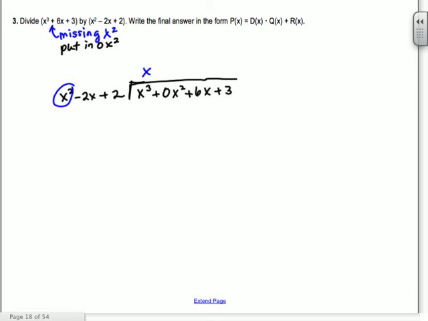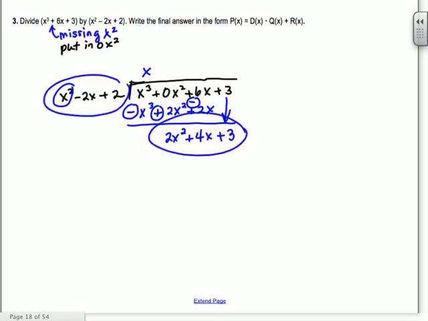Then you multiply x by everything in the divisor. So you're going to end up with x cubed minus 2x squared plus 2x. Draw the line, change the signs. So we're subtracting, basically adding the opposite. Add straight down, the x cubes go away. You want them to go away, that worked. The next one I get 2x squared plus 4x, and I'm going to have to drop that 3. You always want the same number of terms here that you had over in your divisor. So that's why we dropped the 3.